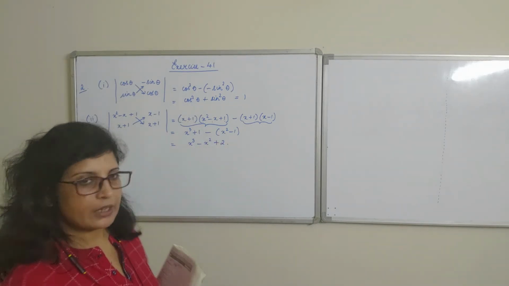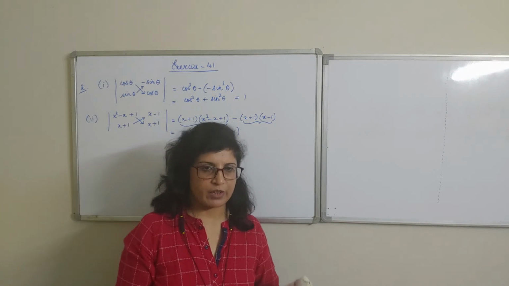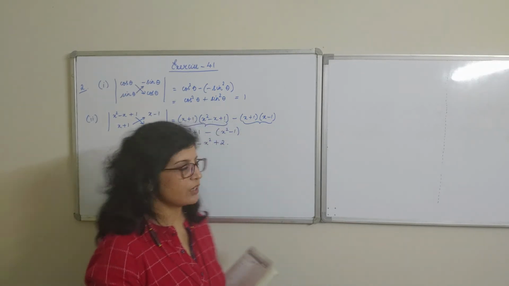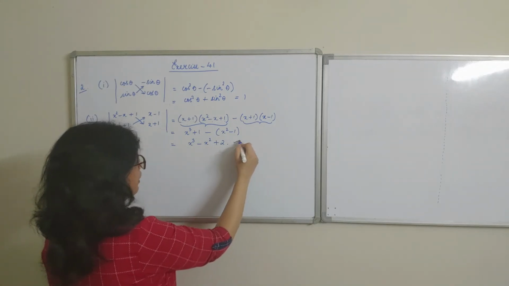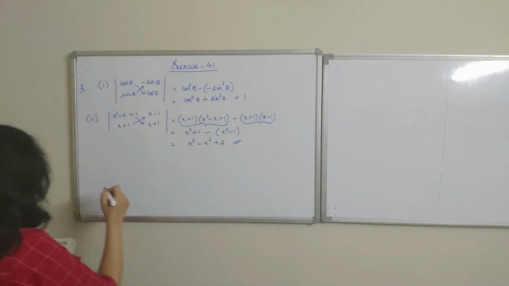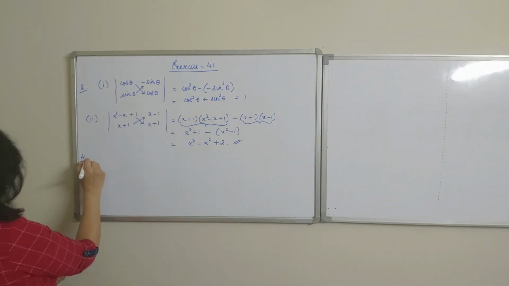So if you remember identities, you save your time of simplification. In case you don't remember identities, you will have to multiply the algebraic expressions and simplify to get this result. Next, we'll try question number 4.